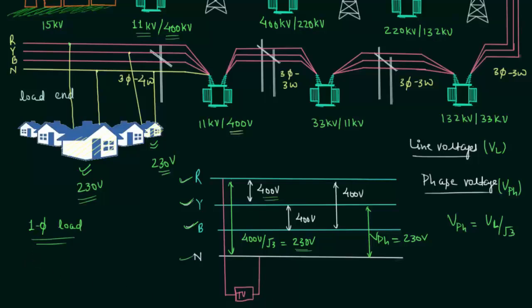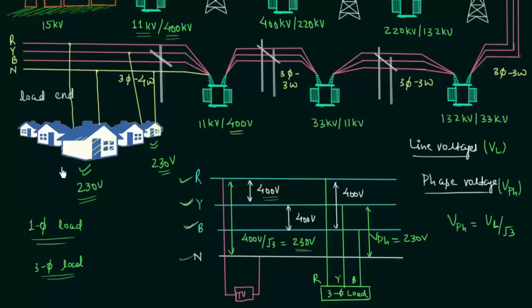But in industries, we may have three-phase loads. These three-phase loads are connected to the three phases of the line. The load will be connected to red as well as yellow as well as blue. This is the three-phase load connected to red, yellow and blue. Three-phase load. I hope the explanation is clear to you.